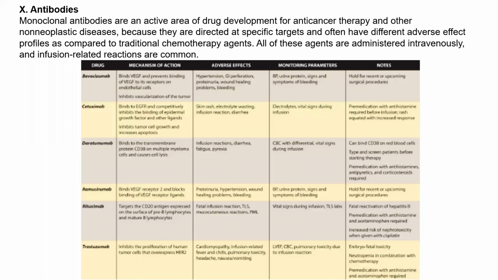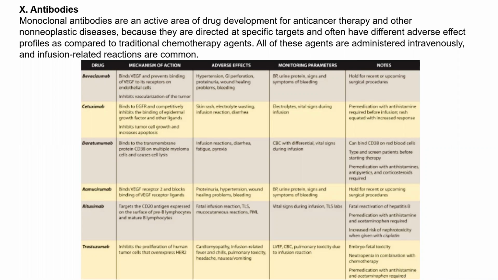Then we have antibodies. In this class we have various drugs and monoclonal antibodies. It is now a very important class in the treatment of cancer because these drugs are very specific. They are directed to specific targets in the cells. And there is another reason: they have different toxicity profiles from all other chemotherapies. This allows combination of these agents with other chemotherapies with different profiles of side effects.